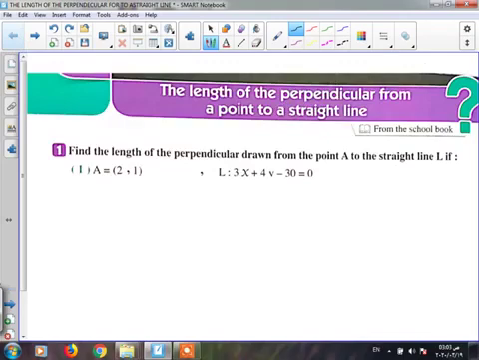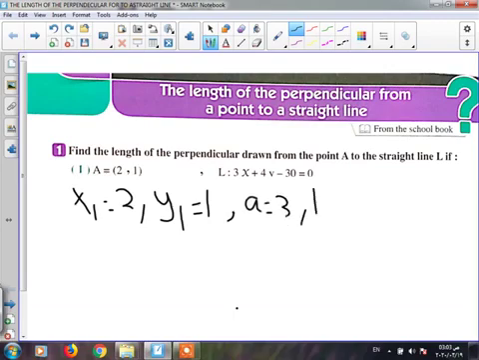Let me have an example. Find the length of the perpendicular from the point A to the straight line L. Let me prepare our items. x1 will be 2, and y1 will be 1, and A will be 3, and B will be 4, and C will be -30.